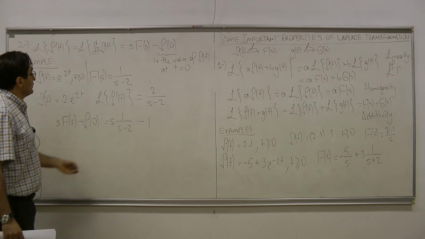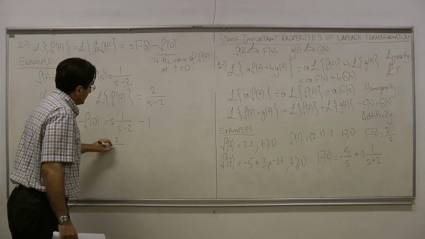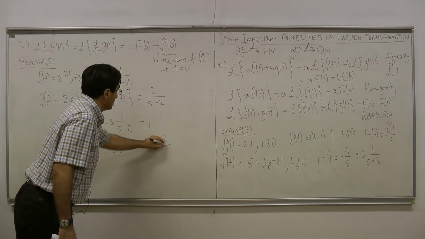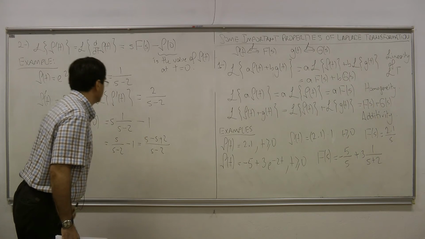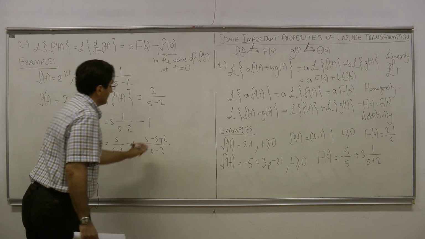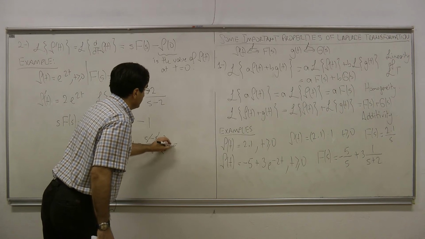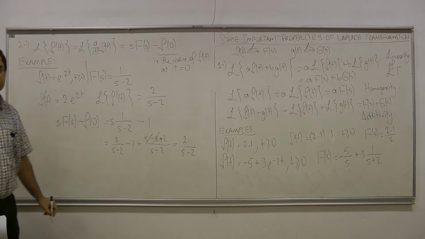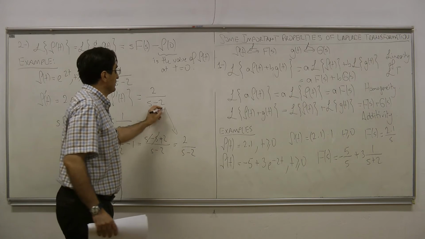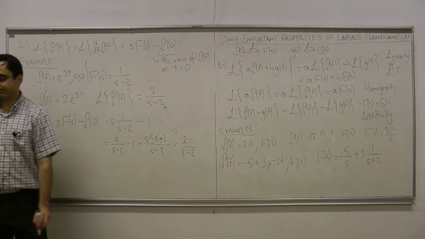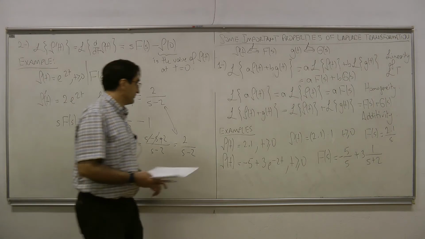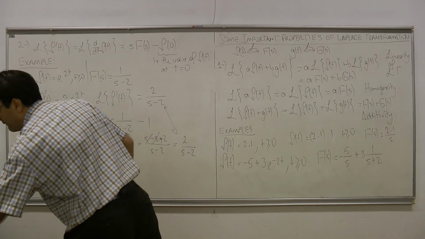All right? So here this is equal to s over s minus 2 minus 1. It is s minus 2 over s minus 2. There is a plus here, and the s's are going to cancel. This is going to be twice 1 over s minus 2. Okay? So you see that we get the same result here. So this property holds for all differentiable functions that we have.